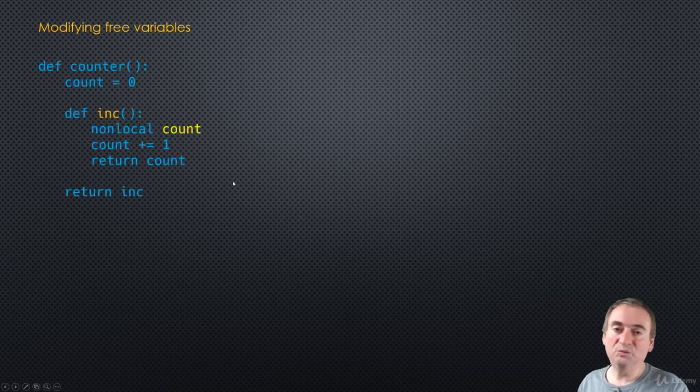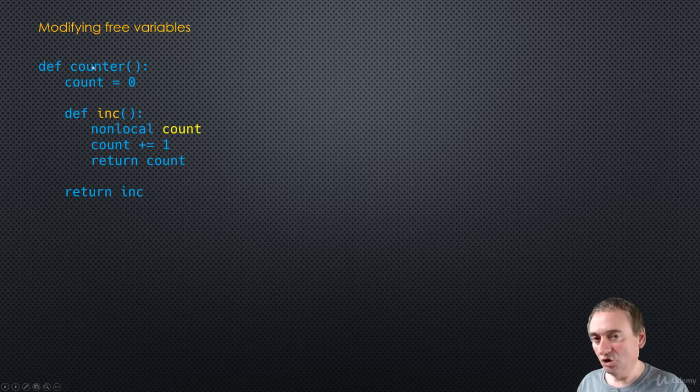Okay, how about modifying the free variables? Well, remember when we did nonlocal in one of the past videos, right? We were able to basically change the value of the nonlocal variable count, in this case. So here's a very simple closure, but pretty prototypical of what you might do for closures. So here's this counter function. It creates a local variable called count. Then it defines a function inc. And the function inc says, I'm going to use this variable count, and it's going to be nonlocal.